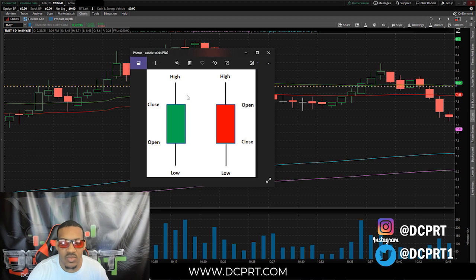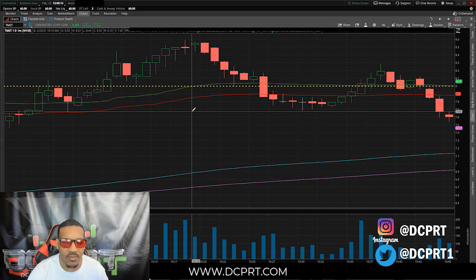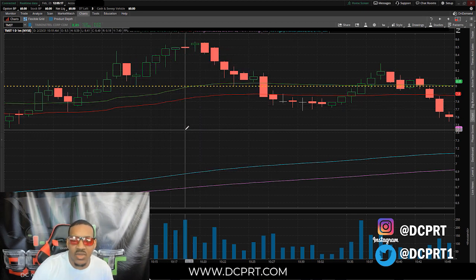So to recap this, if the close is higher than the open, it's a bullish candle. And if the open is higher than the close, it's a red candle. All right, you get it? So let's look at the real chart here.